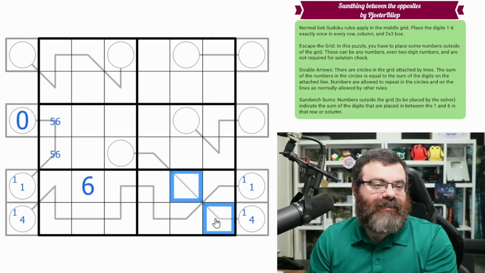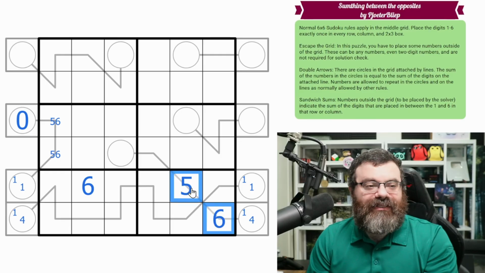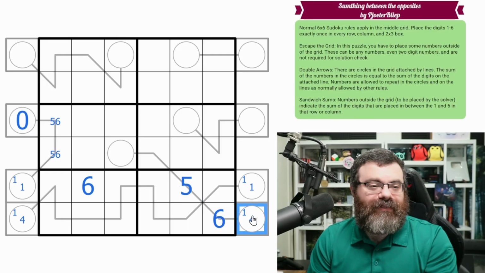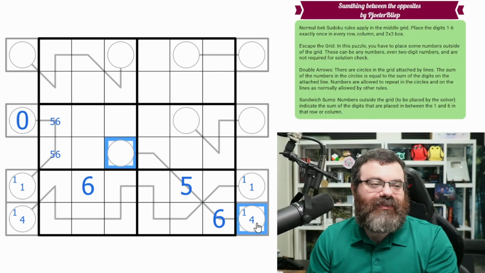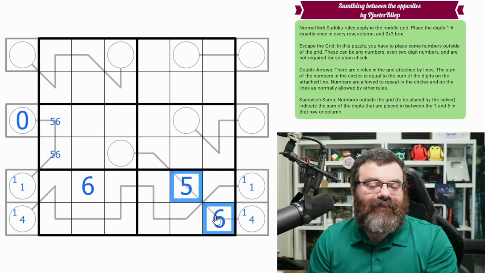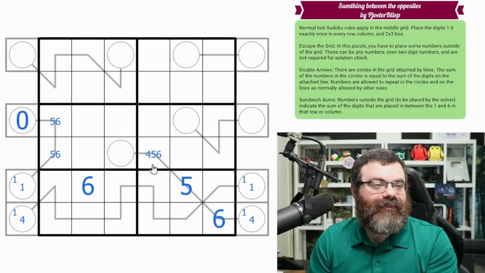So this is a 6, and this is a 5-6 pair. That's 5, that's 6. So this already adds to 11. This is already 14. This can't be a 0. This is at least 1. So at minimum, these add to 15. This is already 11. So this is at least 4. This is 4, 5, 6.